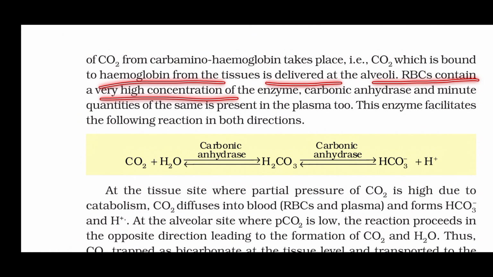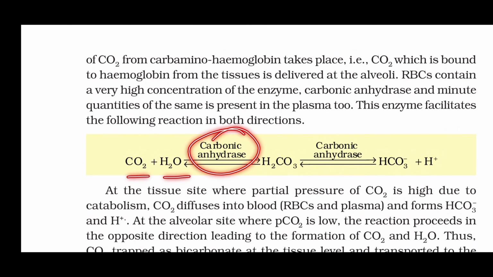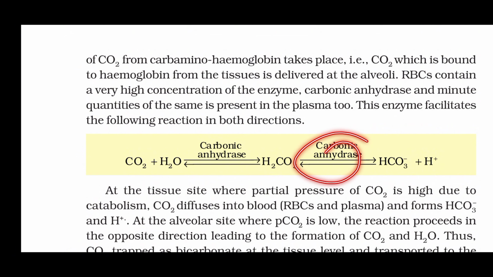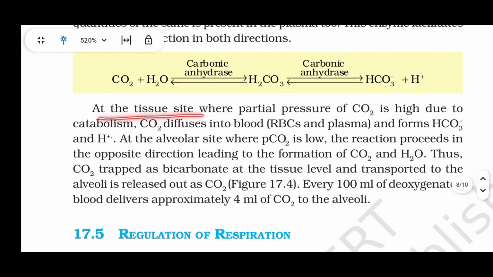RBCs contain a very high concentration of the enzyme carbonic anhydrase, and minute quantities of the same are present in the plasma too. This enzyme facilitates the following reaction in both directions: CO2 plus H2O, carbonic anhydrase, H2CO3, carbonic anhydrase, HCO3 minus plus H plus. At the tissue site where partial pressure of CO2 is high due to catabolism, CO2 diffuses into blood, RBCs, and plasma and forms HCO3 minus and H plus.